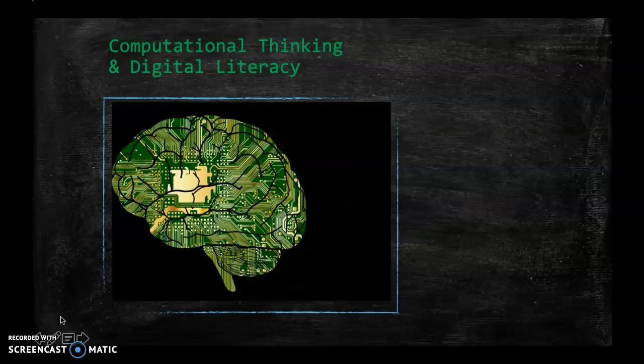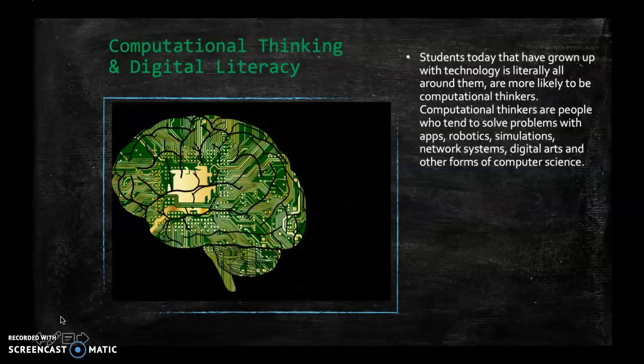Computational thinking and digital literacy. Students today who have grown up with technology literally all around them are more likely to be computational thinkers. Computational thinkers are people who tend to solve problems with apps, robotics, simulations, network systems, digital arts, and other forms of computer science.